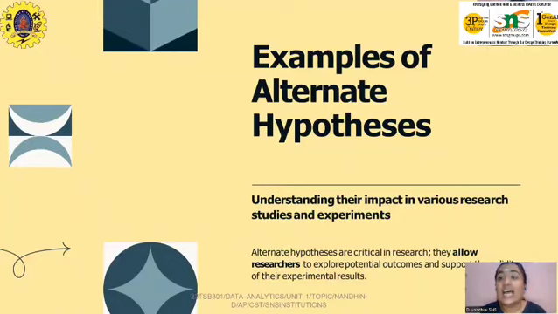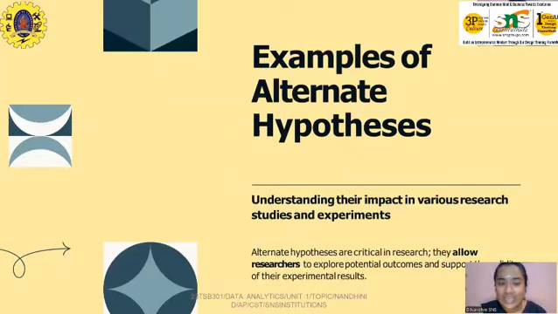The first one, left-tailed, states that the parameter is less than the null hypothesis value. That is, the null hypothesis is denoted by H naught. So H1 is mu is less than 50. In this condition, it is a one-tailed test.